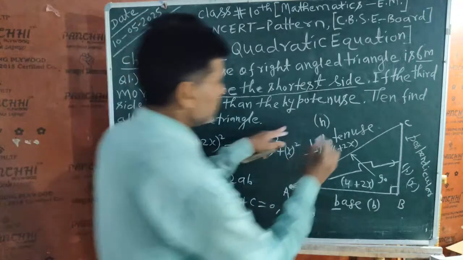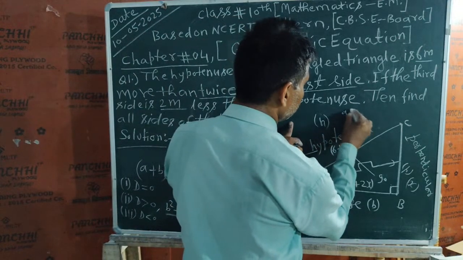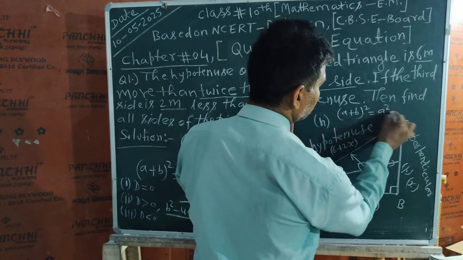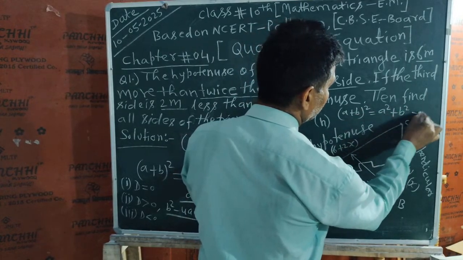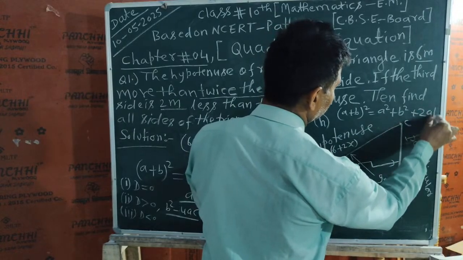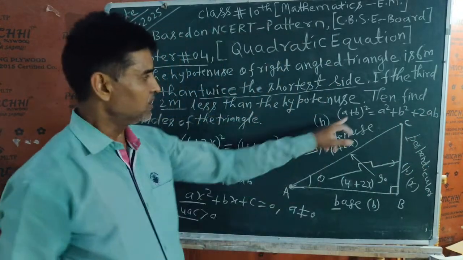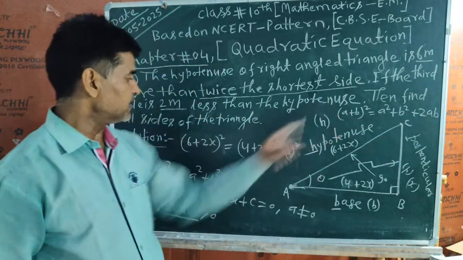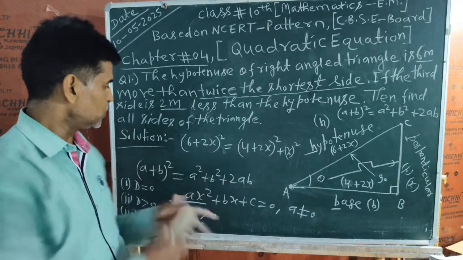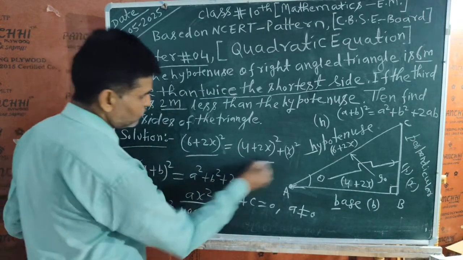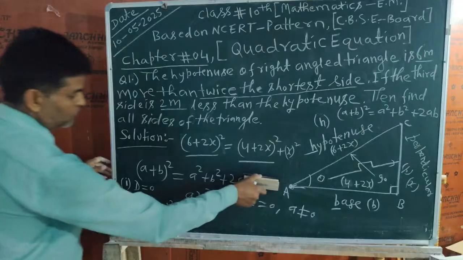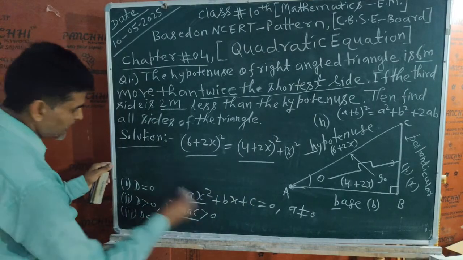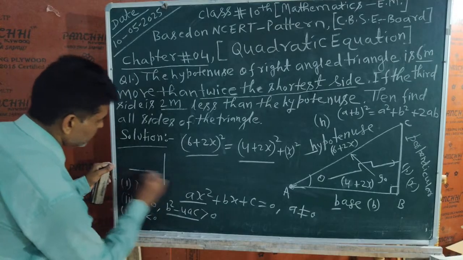So here there is no space. I am going to arrange here a plus b whole square. I have to write a square plus b square plus 2ab. Okay student, a plus b whole square is equal to a square plus b square plus 2ab. This identity I will apply here and also here. Okay student, now I am going to erase this, and after erasing this quadratic equation I will draw a diagram for understanding.